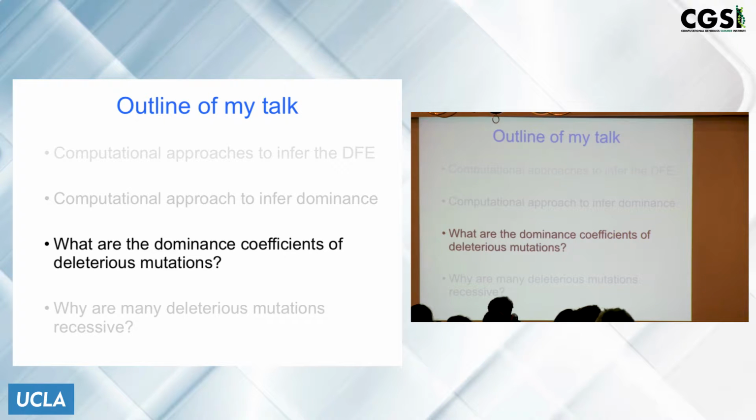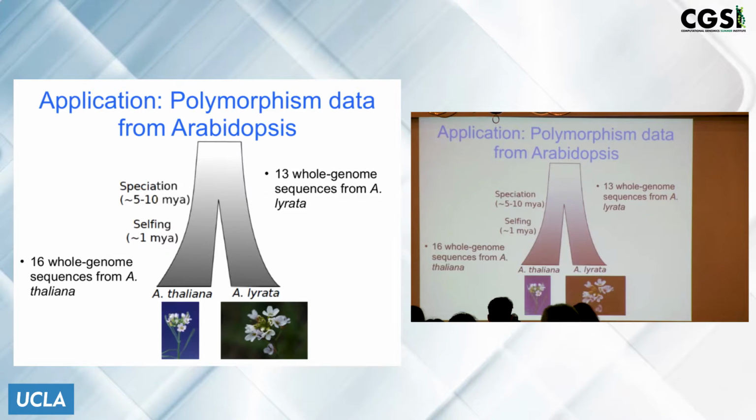Okay, so now in the last 15 minutes or so, I'll tell you about how all this plays out and what we can learn about dominance coefficients. So I mentioned we need to apply this approach to selfing and outcrossing populations. So plants are a logical choice. And so we focused on looking at Arabidopsis, where we have the common laboratory species, thaliana, which is predominantly selfing. And there's a related species, Arabidopsis lyrata, that's predominantly outcrossing. And so we can look at whole genome sequence data from these two different species.